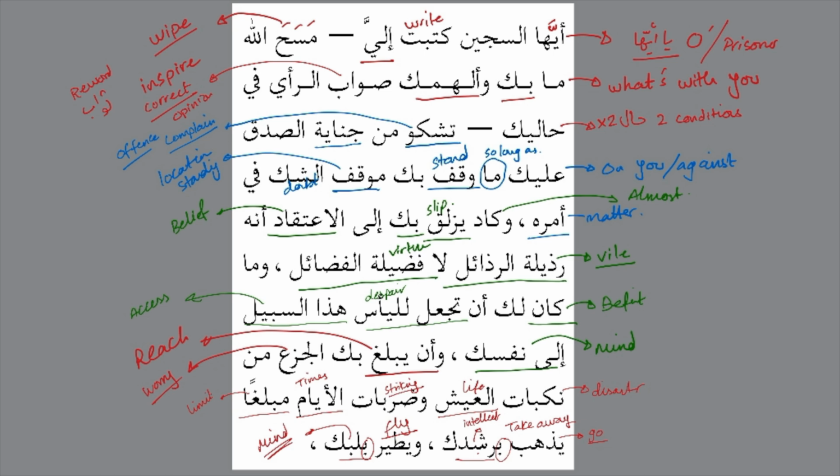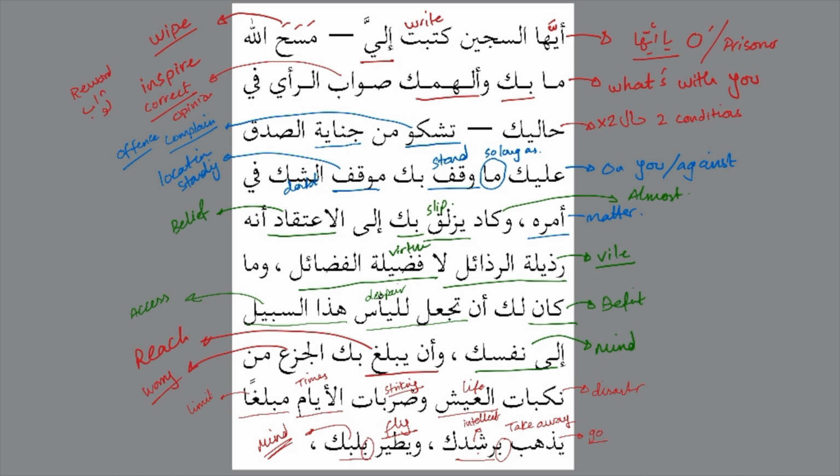Okay, so let's have a look at this then. وَأَنْ يَبْلُغْ بِكَ الْجَزَأ, that jaza reaches such a level من نكبات العيش, of the disasters of life, and darabat, the hitting, the strikes of the days, meaning the hardships that you're suffering. مبلغا, such a limit. يذهب برشدك, it takes away your intellect, your mind. ويطير بلبك, and it makes your mind fly away. Yeah, so it makes your heart or understanding, your judgment disappear. Okay, so that's basically this. Let's try to now go through this a bit.